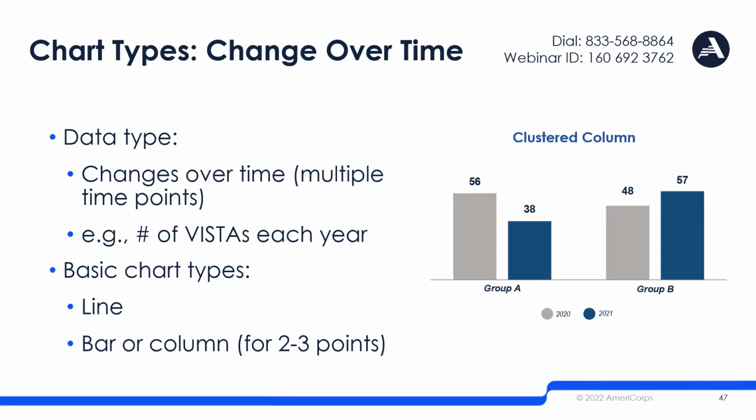Here's an example of a clustered bar chart using only the data from 2020 to 2021. It's easy enough to see that group B increased a bit while group A decreased by a lot. However, if you added many more time points here, it would be a lot harder to observe the trend, and you'd be better off with a line chart.